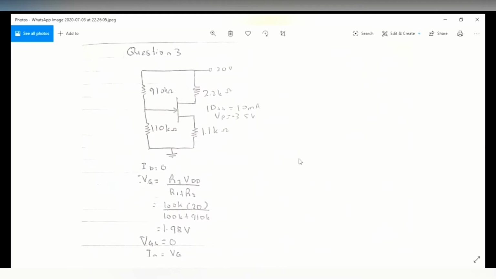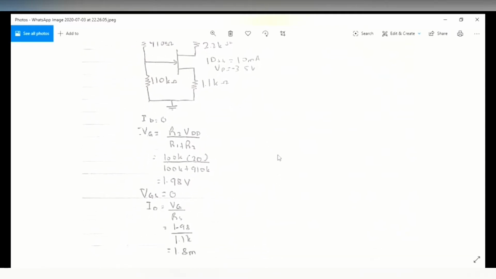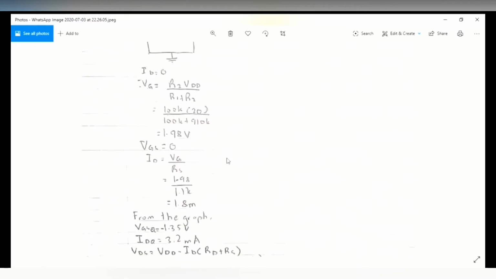For the curve of the graph, we just need to use the IDSS and VP given, which is 10 mA and negative 3.5 volt. For the straight line, the first thing you have to do is make sure the ID equals 0. When ID equals 0, use the formula VG equals R2 VDD over R1 plus R2, and it will get 1.98 volt. Then make the VGS equal to 0, and use the formula ID equals VG over RS, and then we got 1.8 milliampere.